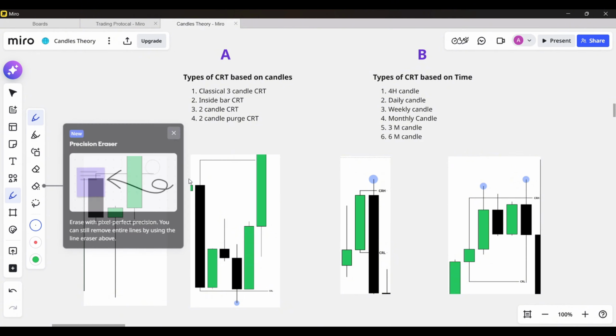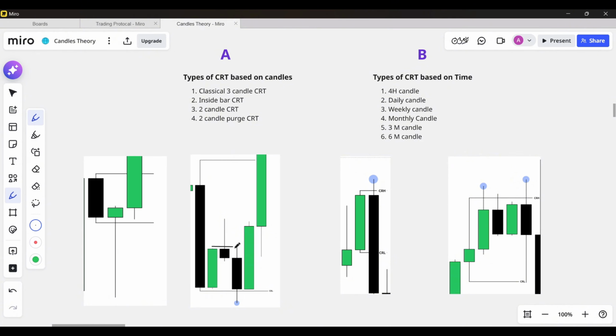Have you seen this one? This is the accumulation candle and the manipulation. Here we have an FVG, and the purge. We end right over here.